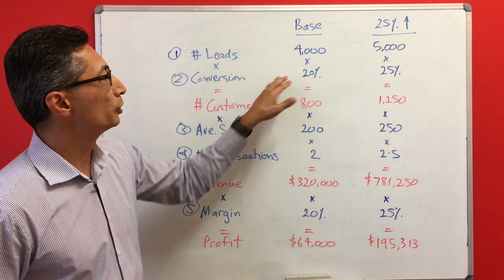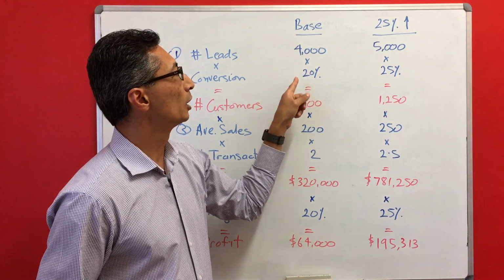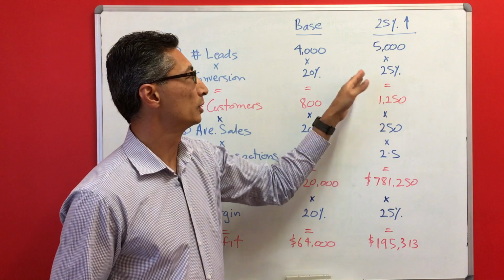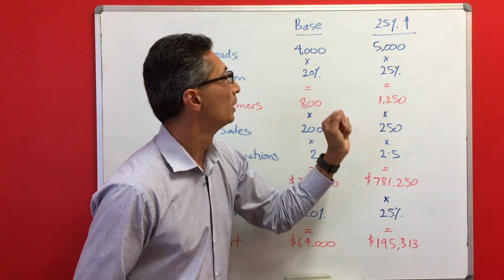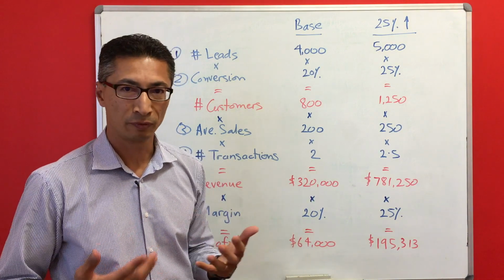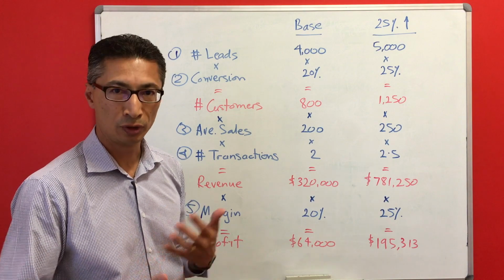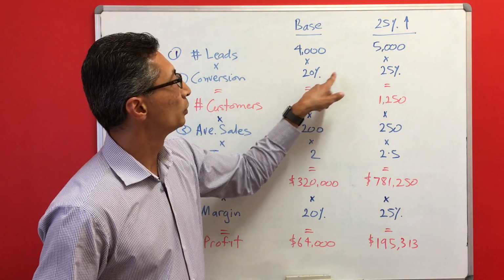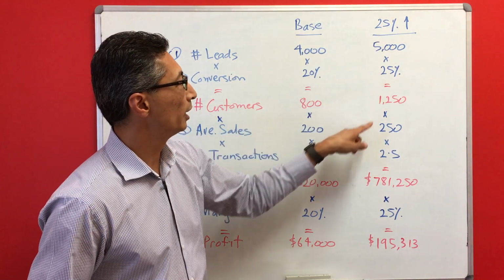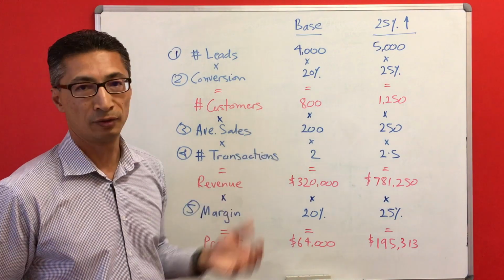The second part, conversion rate. Now we don't add 25% to this. We take a quarter of 20, which is 5, and add that 5% to get to 25%. Over time we improve the sales process, and we've got a whole range of strategies to do that. We improve the conversion rate using different techniques to go from 20 to 25%. If you multiply that out, that results in 1,250 customers a year instead of 800 customers.